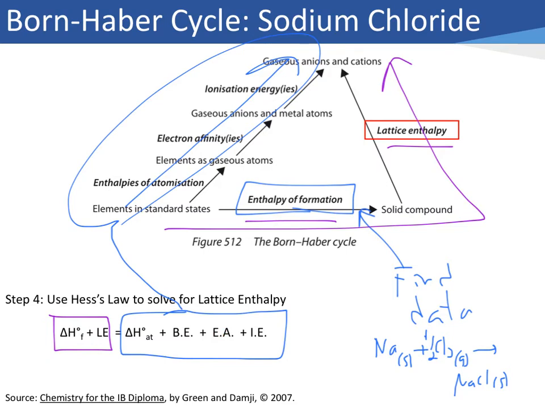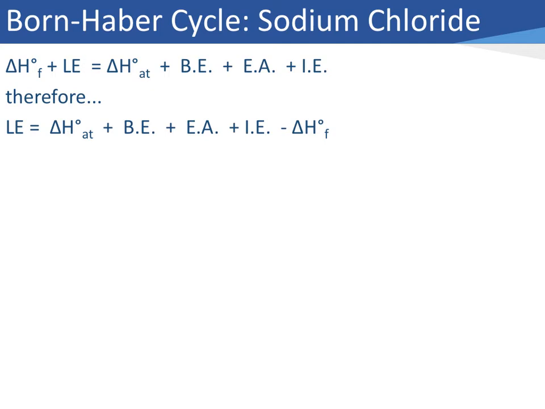Hess's law says that if I combine these two values, which is these two values here on the triangle, those are equal to the combination of all of these values, because my starting point, elements in their standard state, and the finishing point, gaseous ions and cations, is the same. Hess's law says it doesn't matter what path I take. So I'm going to do some algebra and rearrange for lattice enthalpy. I have the delta H of atomization plus the bond energy plus the electron affinity plus the ionization energy minus the delta H of formation.